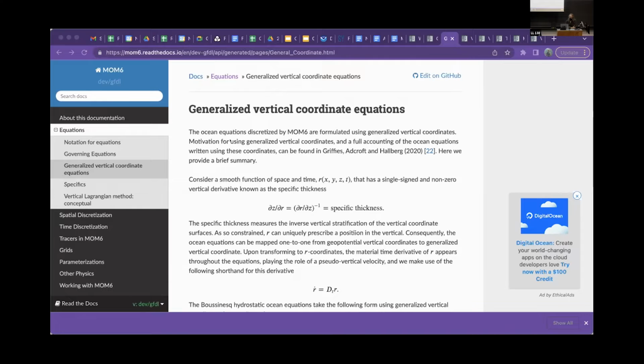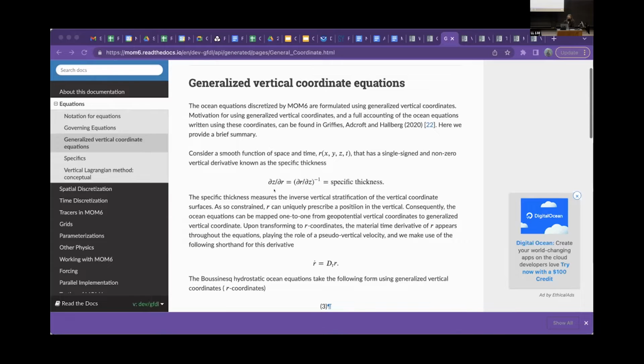So MOM6 is written in generalized vertical coordinates. I would say in the international community, the top people in the whole world on generalized vertical coordinates are Hallberg and Adcroft. And MOM6 is the sort of peak of the technology for generalized vertical coordinates and the vertical remapping method, which I'm going to talk about in a few minutes, the Lagrangian vertical remapping method.